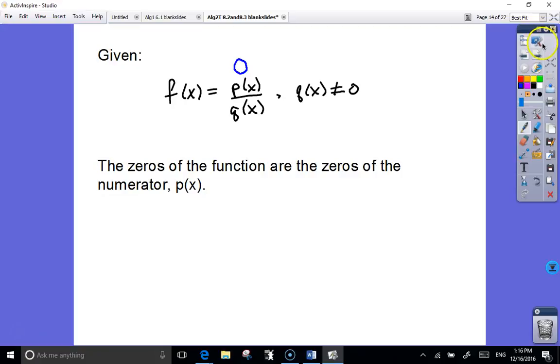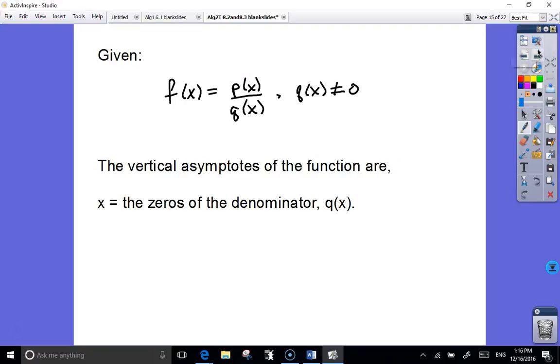Okay, here's the next one. The vertical asymptotes of the function are x equals the zeros of the denominator. You've got to have the x equals in front of it, because that's how you make a vertical line.